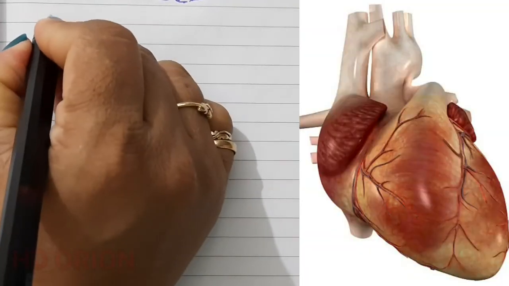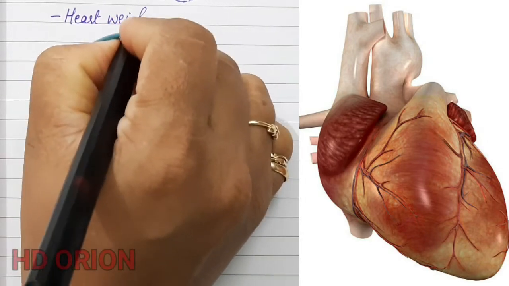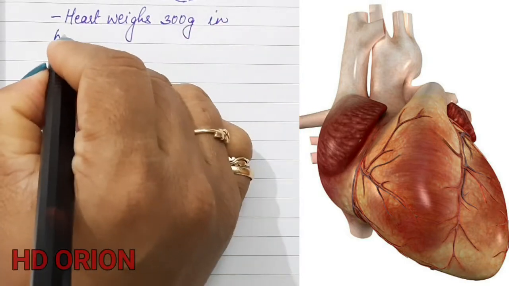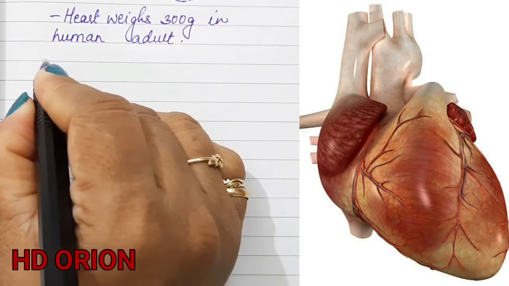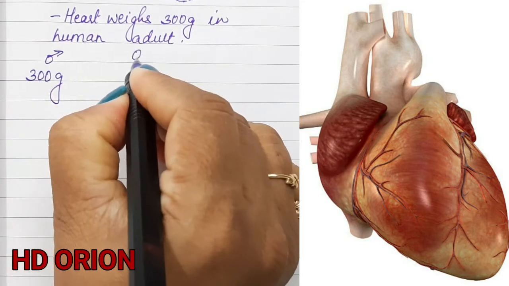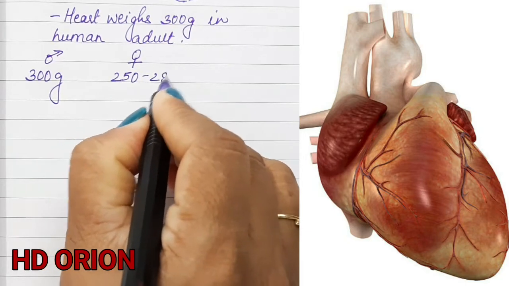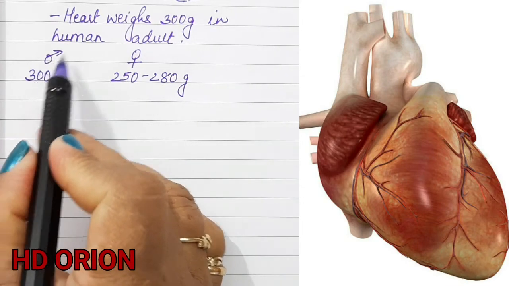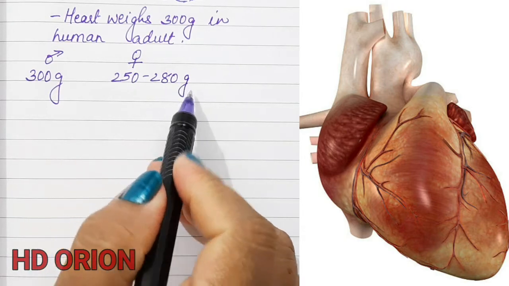The heart weighs almost 300 grams in a human adult. However, this varies in males and females. What I have written as 300 grams is in males, and in females it becomes a little lesser, ranges between 250 to 280 grams because of the body volume being lesser than the males. So in a human adult male it is 300 grams and in a female it is 250 to 280 grams.